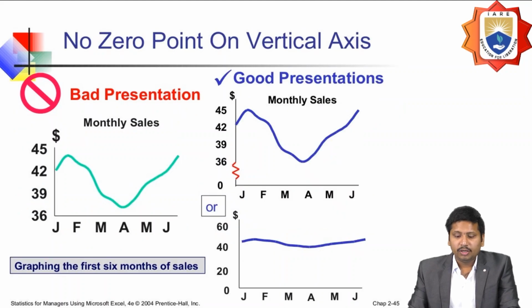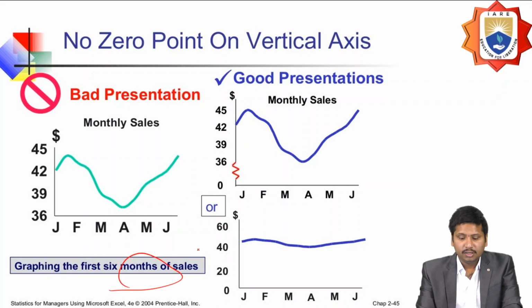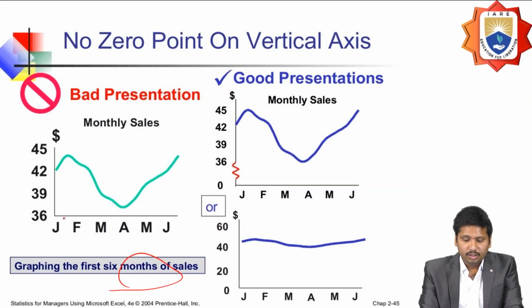And the next one should be no zero point on the vertical axis. This is another kind of bad representation. Instead of graphing the first 6 months of the sales, which I'm considering here, for that I'm going to show how the bad representation should look.